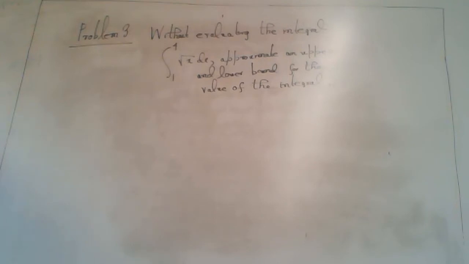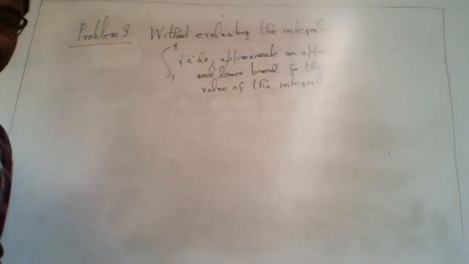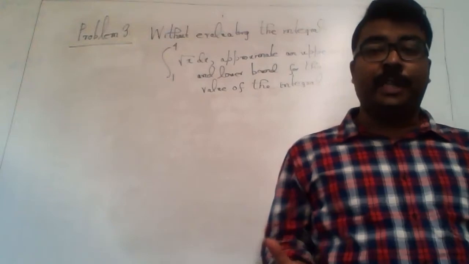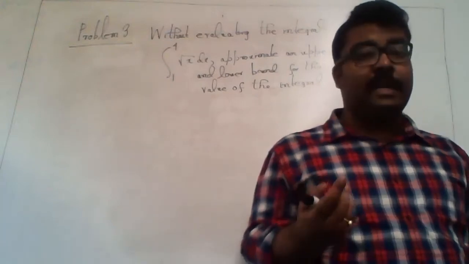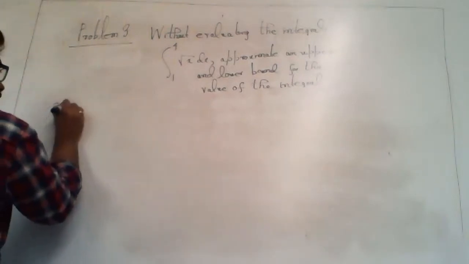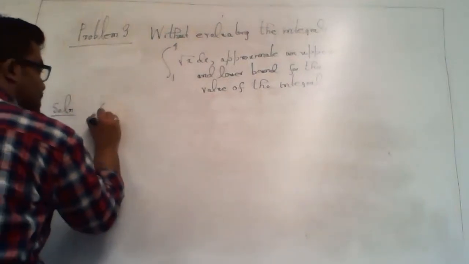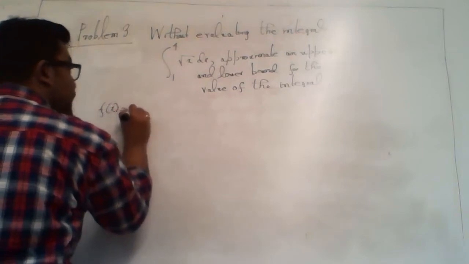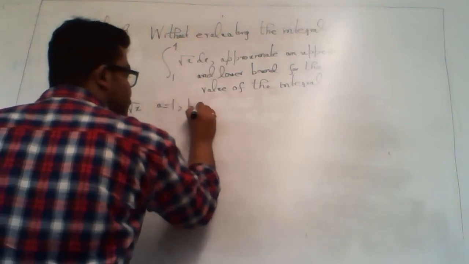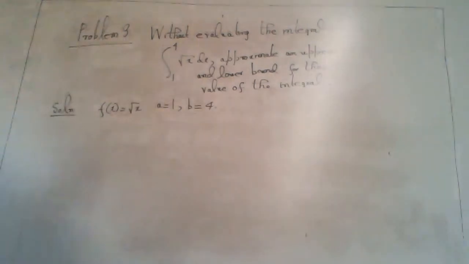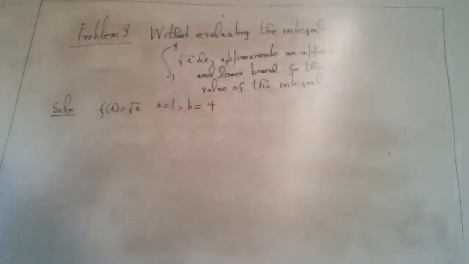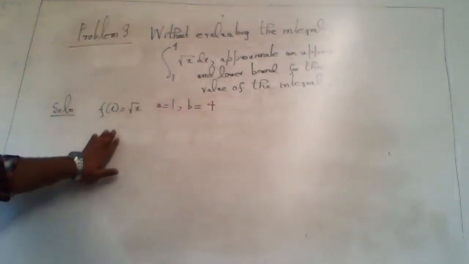For this, using property 3, we first have to find out what the function is and what the domain is in which the function is defined. So here the function is f(x) equals square root of x, and the domain is a is 1 and b is 4. To utilize property 3, we first find the absolute maximum and absolute minimum of this function in the interval 1 to 4.